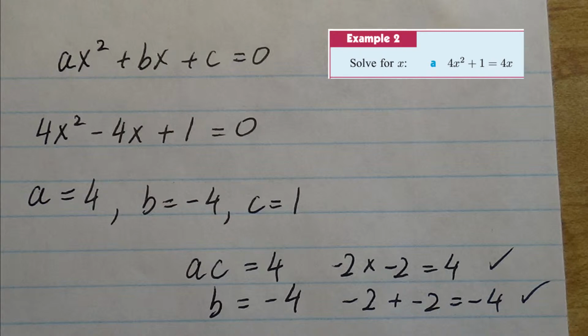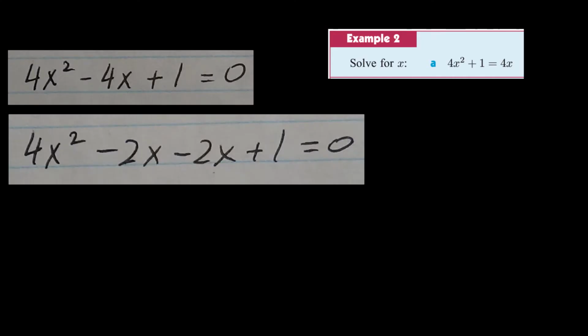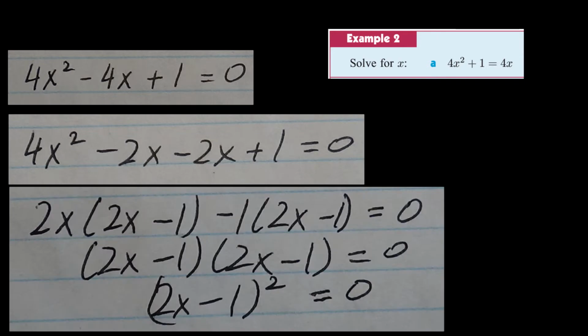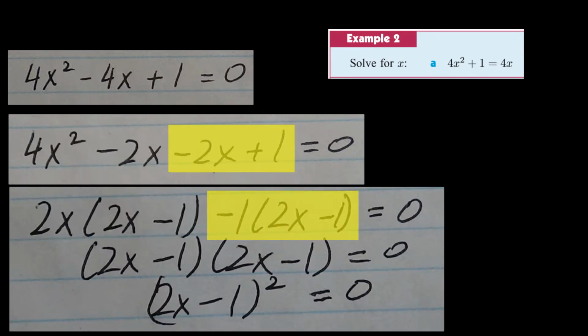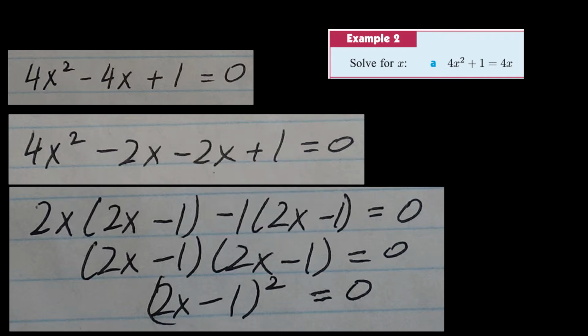It appears that both numbers in this case are negative 2, since negative 2 times negative 2 is equal to 4, and negative 2 plus negative 2 is equal to negative 4. So, in this case, we can rewrite this quadratic again as the following. So this gives us 4x squared minus 2x minus 2x plus 1 equals 0, which is equivalent to the expression we had before, except that the negative 4x is split into two negative 2x's. Now we can factor out 2x from the first two terms and negative 1 from the last two terms. So it gives us the following.